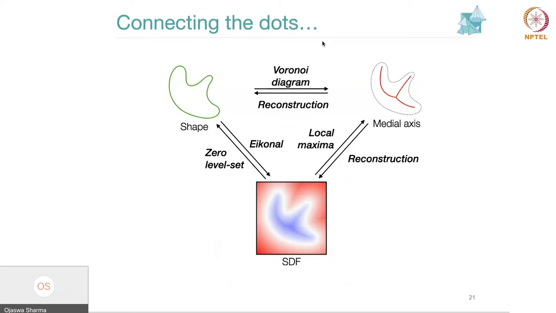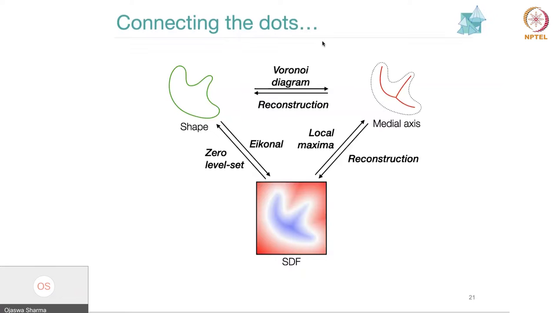So we studied a lot of things today and even yesterday. I thought I'd have one slide to connect the dots. These are all somewhat related to each other, especially the signed distance field that we looked at yesterday in the implicit setting, the medial axis, and the Voronoi diagram. So this slide summarizes what we have here.